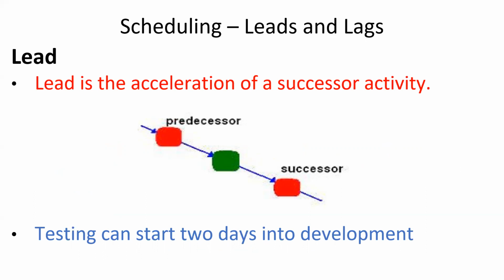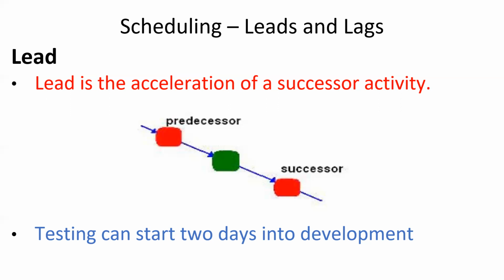Lastly, you need to know about the leads and lags of activities. So a lead is the acceleration of a successor activity. You need to accelerate the successor activity to start earlier, and that's what the lead is. So for instance, testing can start 2 days into development. You know that testing will take a long time, but you're saying that you can start testing 2 days into development. You start developing a code, and you keep on developing it, and 2 days after that you would reach a point where it's feasible for the project team to start testing that code.